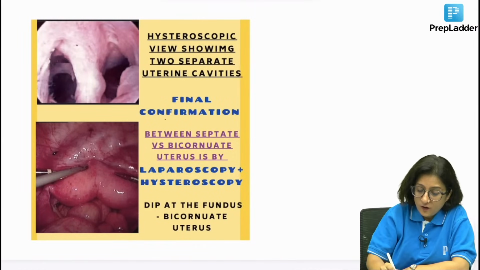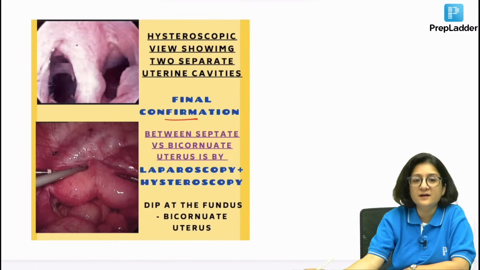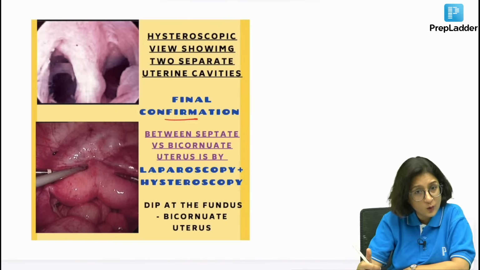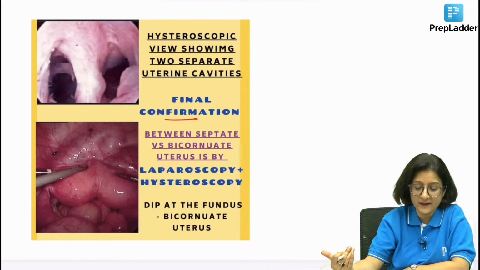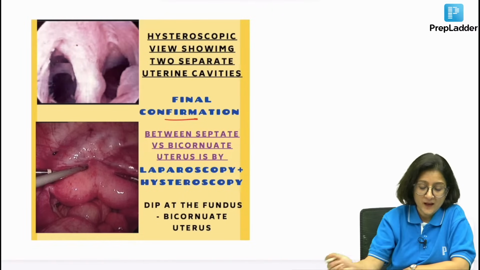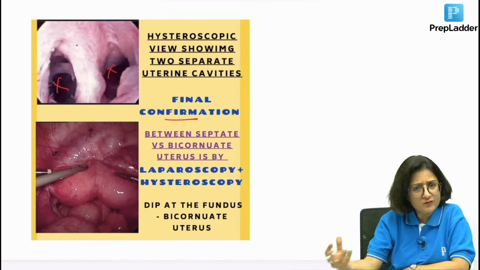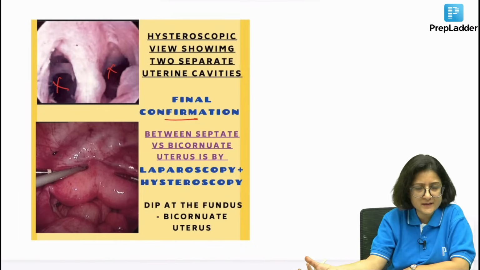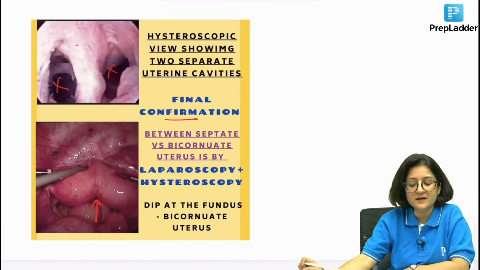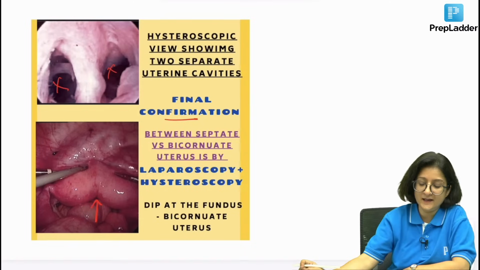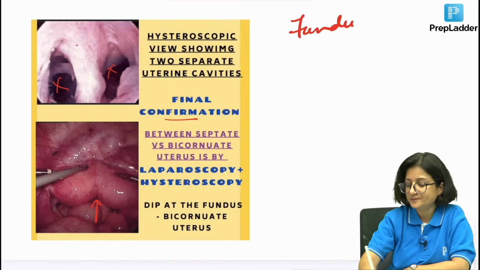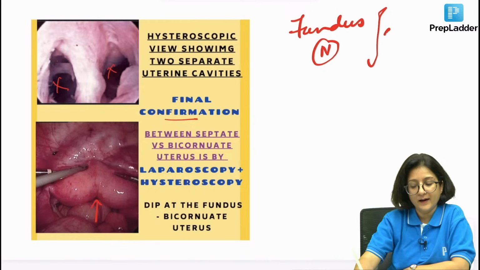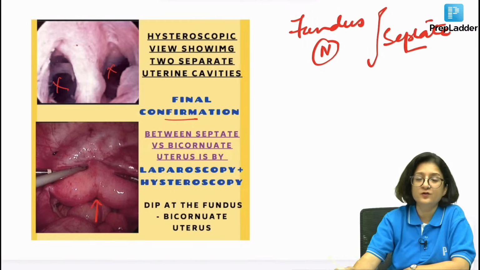And final confirmation, 100% gold standard. I mean, there's nothing more than this that we can do. That is to see the uterine cavity and the fundus simultaneously, laparohysteroscopy. So you can see hysteroscopic view showing two separate uterine cavities. That you will see whether it is a bicornuate, whether it is a septate. But here there is a dip at the fundus. If you see a dip at the fundus, it is bicornuate uterus. If you see that the fundus is intact, it is going to be a septate uterus.